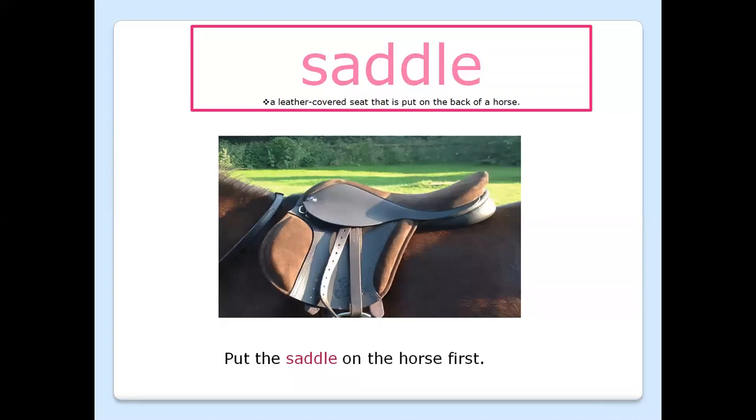Saddle. Please repeat the new word. What do I mean by saddle? This is the saddle, girl. A saddle is a leather covered seat that is put on the back of a horse. Put the saddle on the horse first.